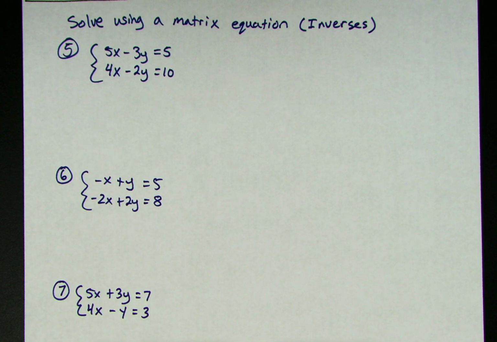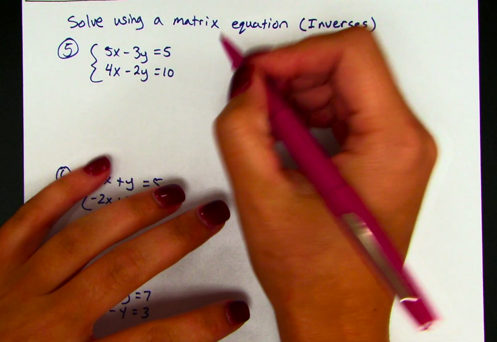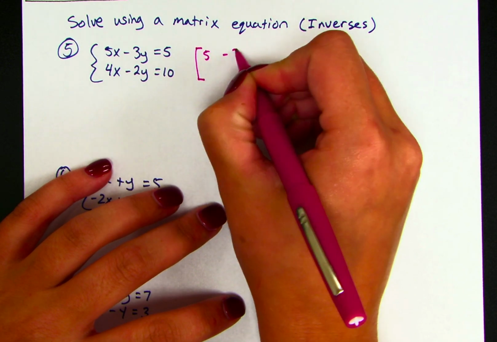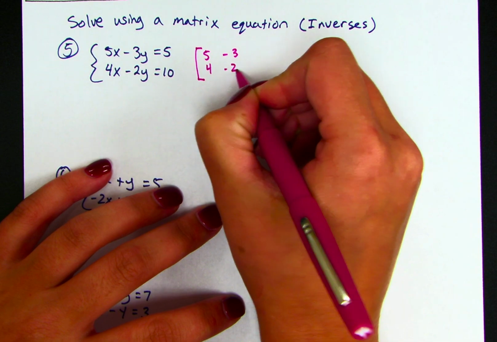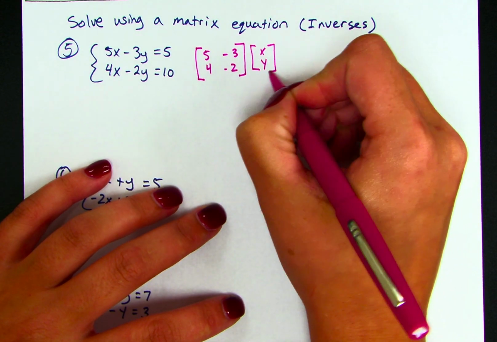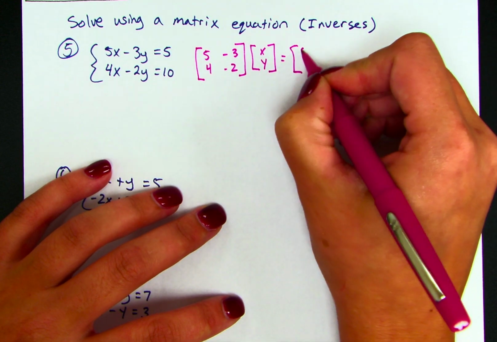All right, so first thing we are doing is setting up the matrix equation. We're going to start with our coefficient matrix. So this will be 5, -3, 4, -2 times our variable matrix of x, y equal to the constants, 5, 10.